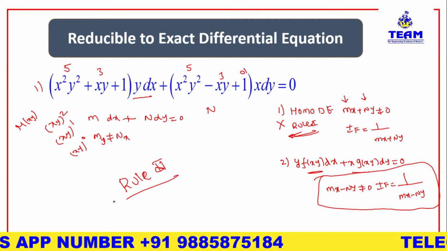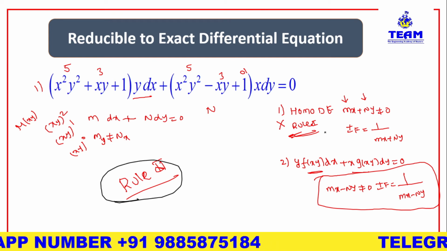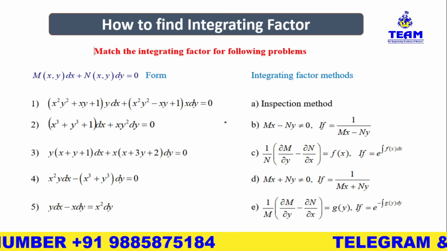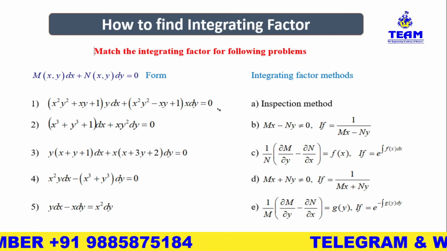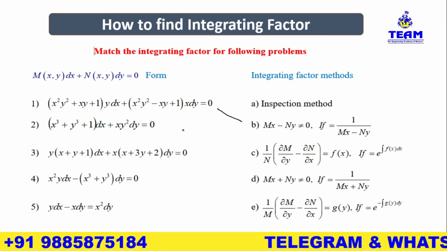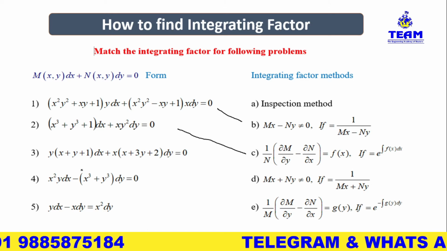Okay, for the first problem what you have? Rule 2. Rule 2 means what? Which is like this form, right? Now, the first problem is rule 2. Here you have Mx minus Ny, rule 2. This is the correct option. Next, the second problem is rule 3, f of x. Yes, C is the correct option. Right, now you have to go for the third problem.